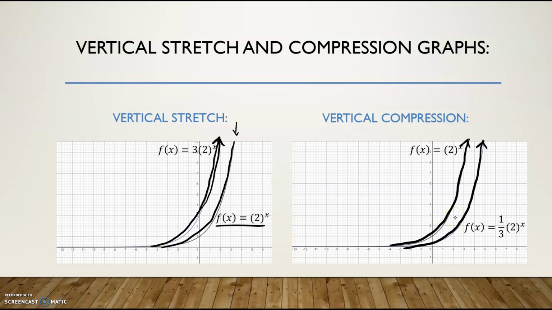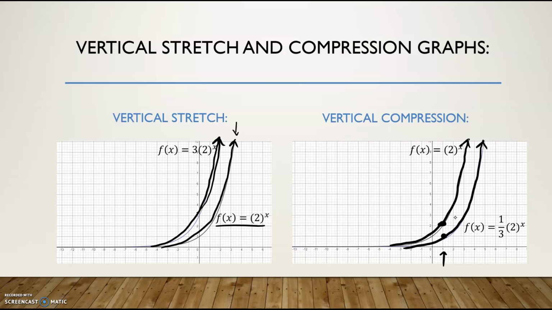And when I mean a little bit slower, if we look at x is equal to 1 right here, for the original function 2 raised to x, it's already at around 2 for the y. But for 1/3 times 2 raised to x, it's at 1. So it's going a little bit slower for the y values.